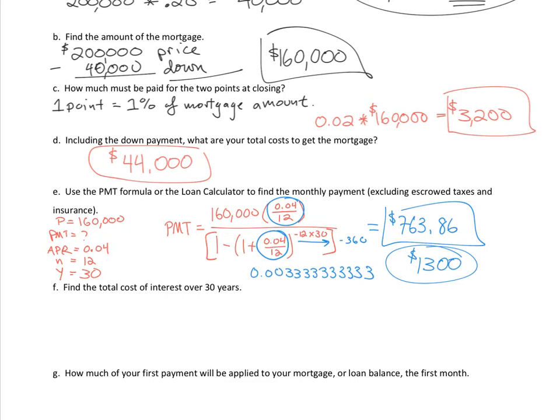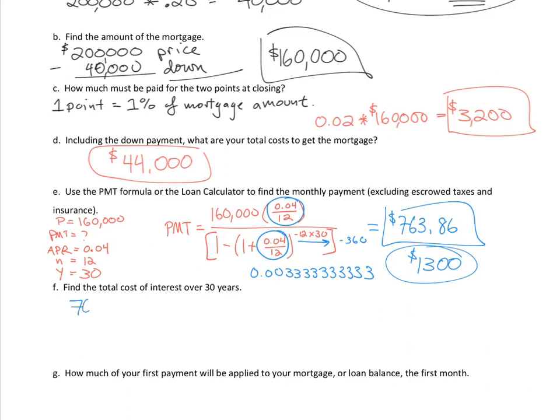So let's continue. Find the total costs of interest over 30 years. Oh my goodness. All right. So how would we do that? We would have to figure out how much you paid for the house over 30 years. So that means you would take this amount, multiply it by 12 months per year, and then multiply that by another 30 because you're doing it for 30 years.